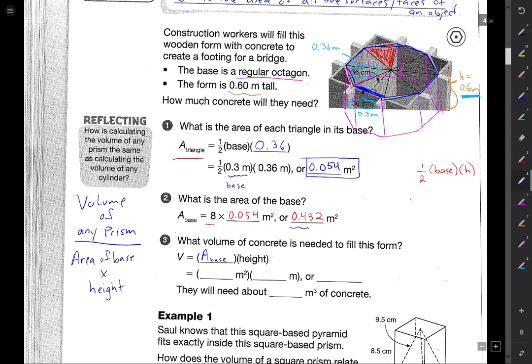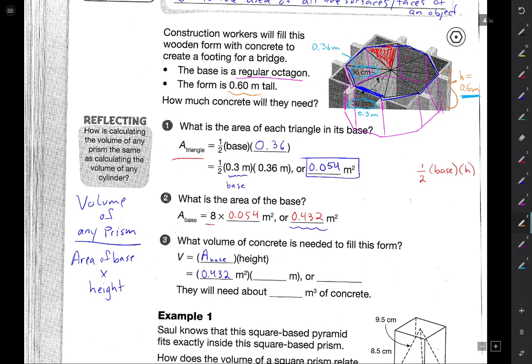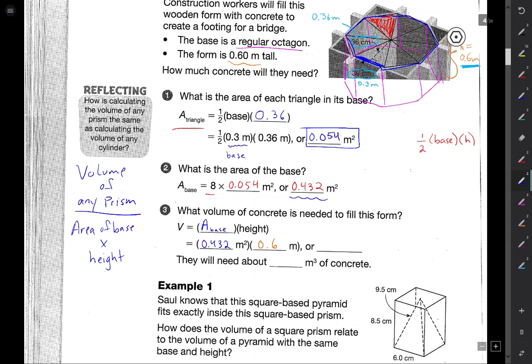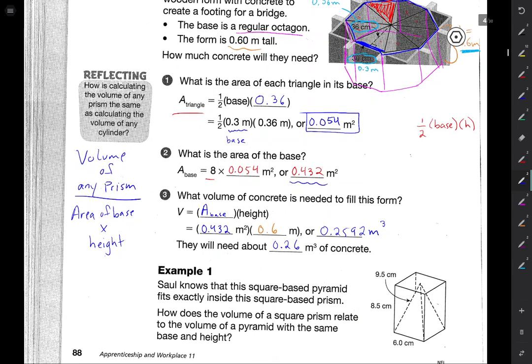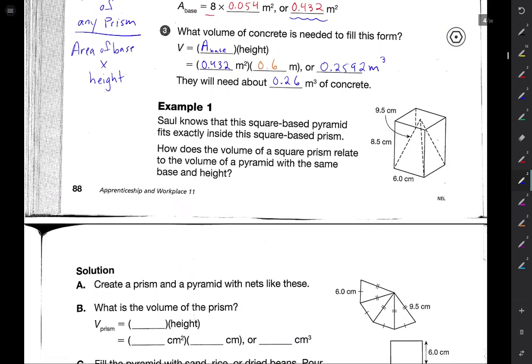The area of the base we got up here is 0.432, and the height of the entire thing, which we have in orange over there, is 0.6. Multiply both of those together and you get 0.2592. Since we're dealing with volume, a three-dimensional quantity, it's going to be meters cubed. If we round this, we get 0.26 meters cubed of concrete. So remember, we have to find the area of the base and then multiply it by the height.